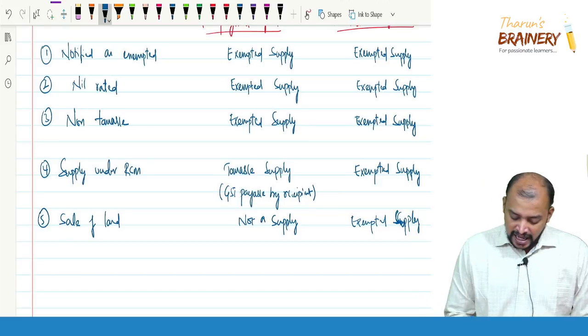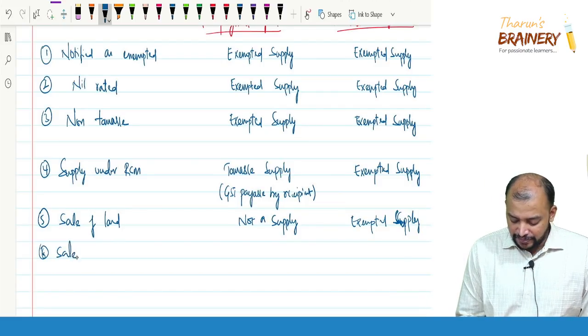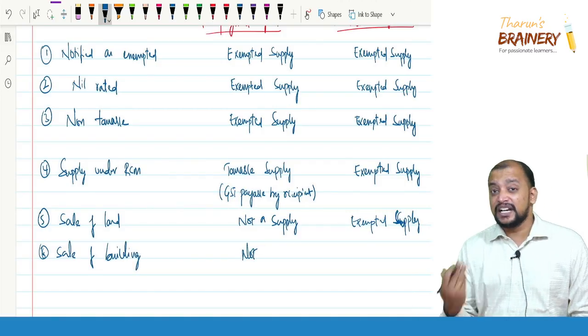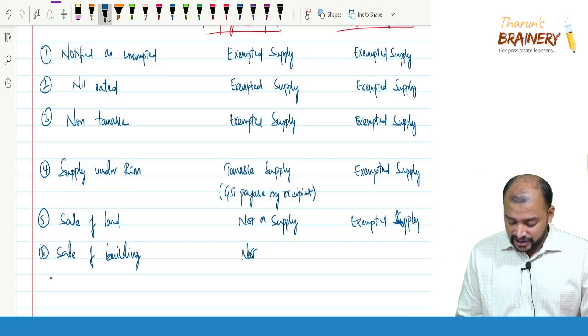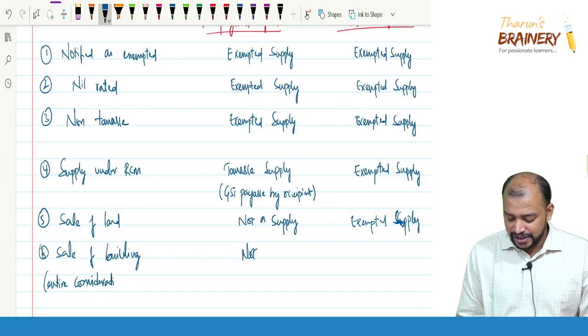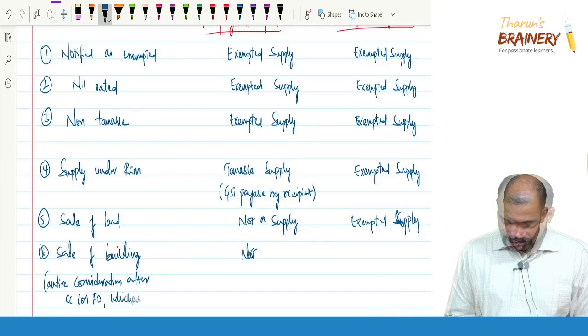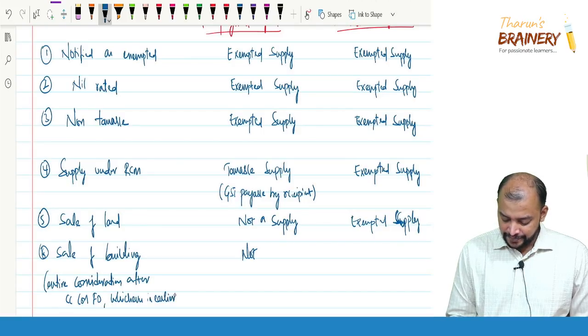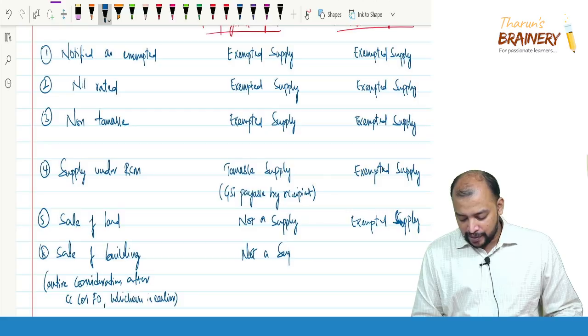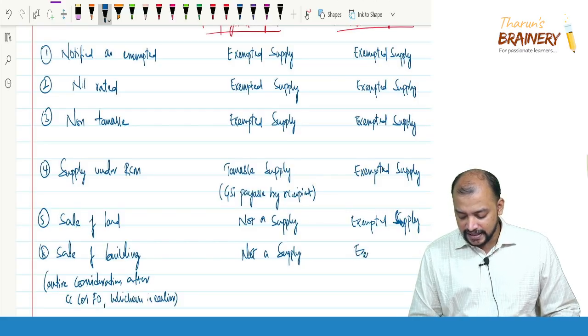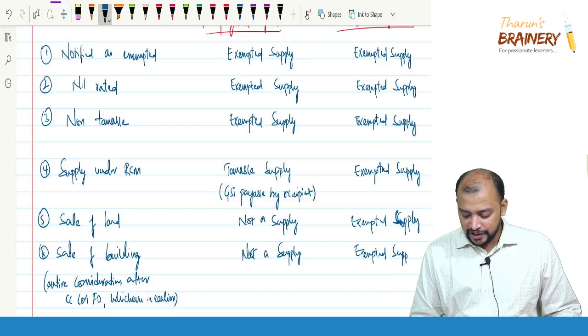And number 6, sale of building. Sale of building is also the same. Actually it is not a supply when the entire consideration is received after completion certificate or first occupation, whichever is earlier. So this is not a supply for payment of GST, whereas it will be treated as exempted supply for availment of ITC.